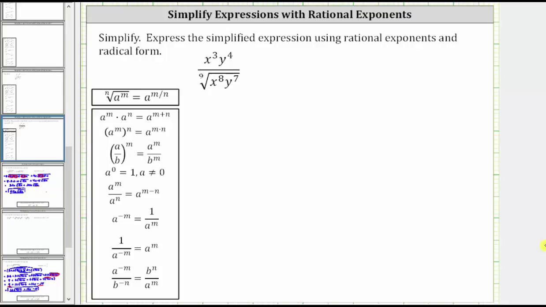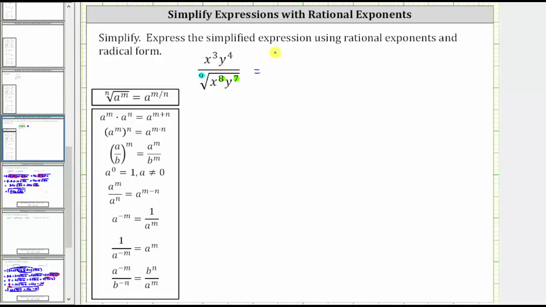We are asked to simplify the expression and write the simplified expression using rational exponents and in radical form. Let's first write the denominator using rational exponents. Because the index is 9, 9 will be the denominator of the rational exponents. And because the exponent on x is 8 and the exponent on y is 7, 8 and 7 will be the numerators of the rational exponents.